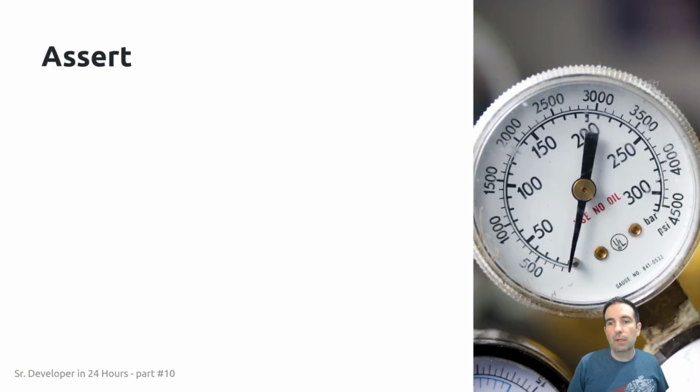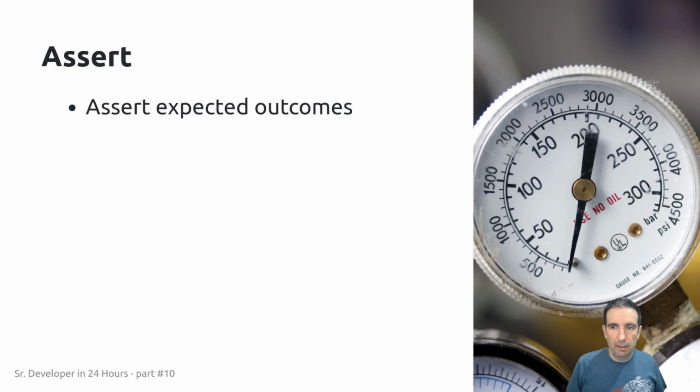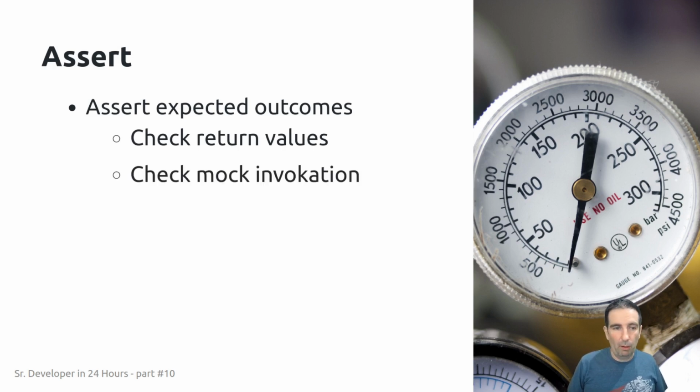Then finally, third section is assert. We want to assert that we actually got the expected outcomes. Here we can check return values. We can also check, for example, if our mock objects have been invoked, things like that.